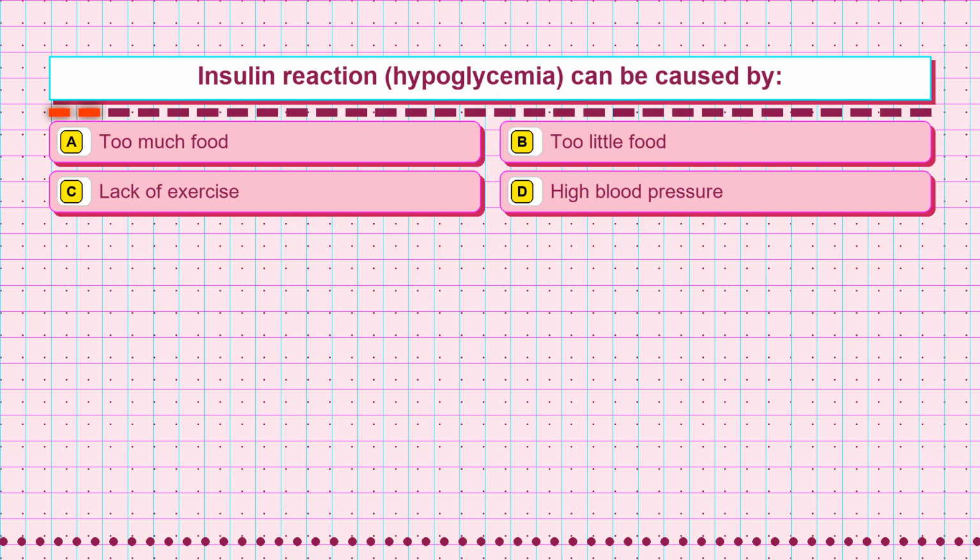Question 97. Insulin reaction, hypoglycemia, can be caused by: Option A, too much food. Option B, too little food. Option C, lack of exercise. Option D, high blood pressure.